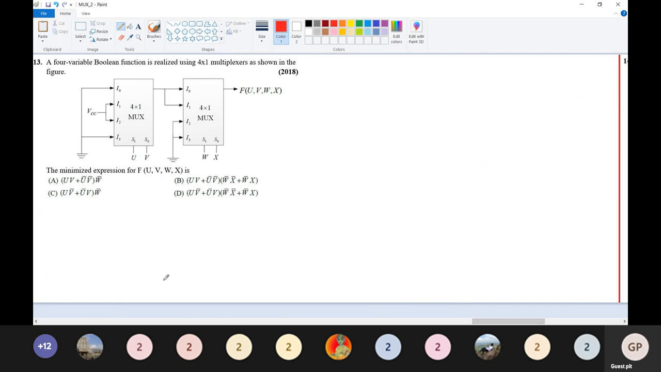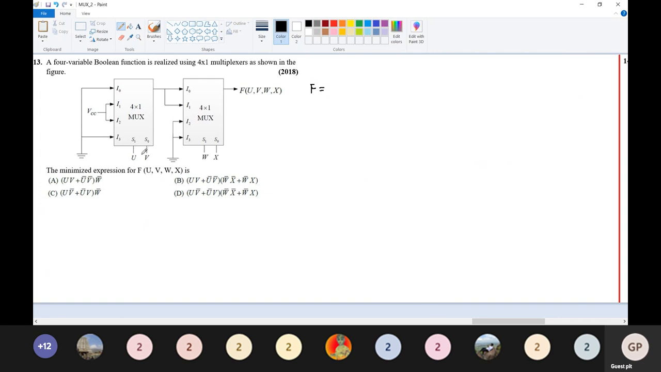Okay. So here, similarly, we have already solved a similar problem to this. So we'll solve this problem. First, we'll write the output expression for a 4:1 multiplexer, which can be written as F is equal to... We'll write it for the first question.